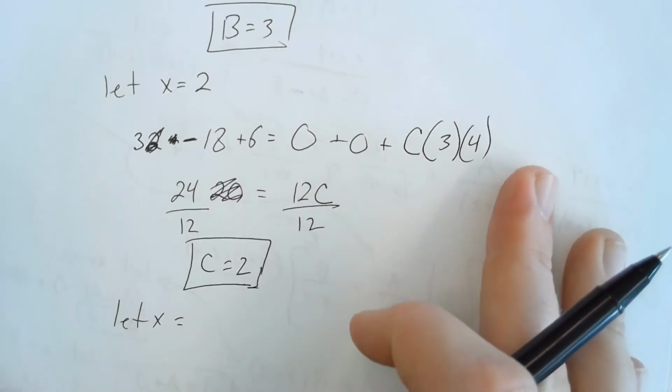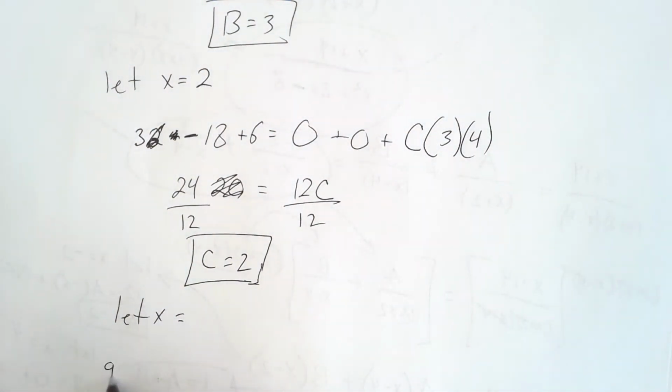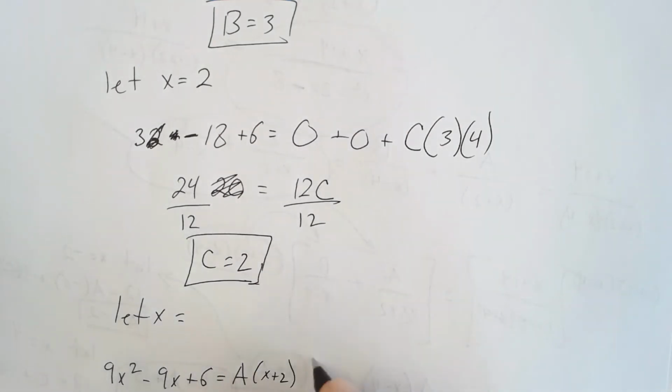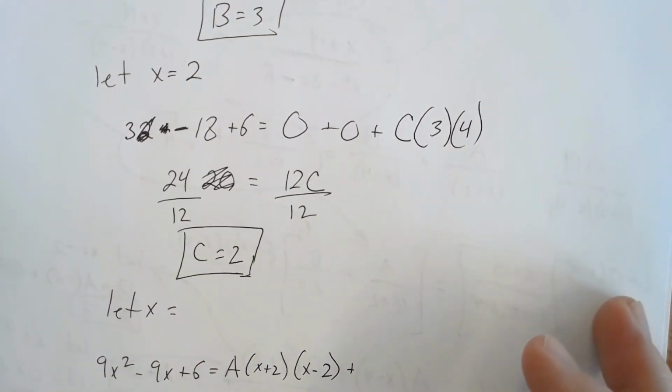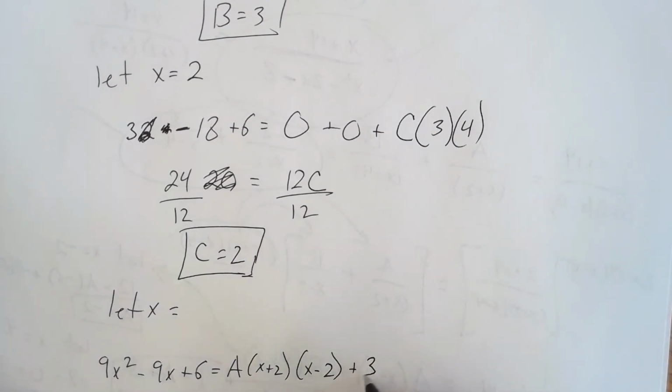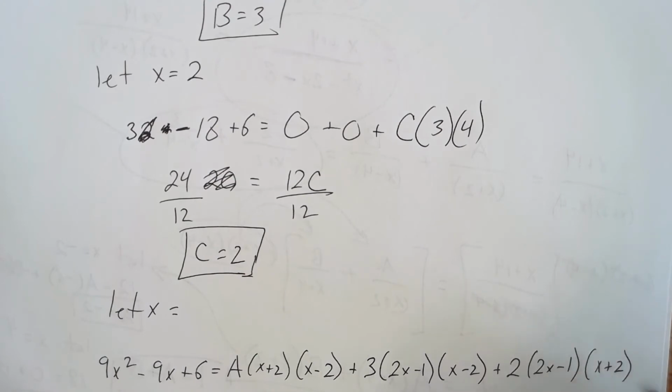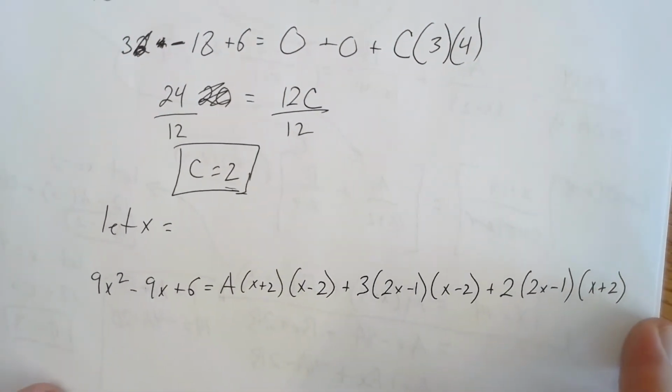What I'm going to do is rewrite the entirety of the equation. 9x squared minus 9x plus 6 equals a times x plus 2 and a times x minus 2 and then plus. But this is where I'm going to change things up. Instead of writing b, I'm going to write 3. Because this should work for every single x value. Regardless of what x value I pick, these equations should hold constant, meaning b should be 3 at all times, c should be 2 at all times. So I've rewritten this equation with b and c as what they really are.